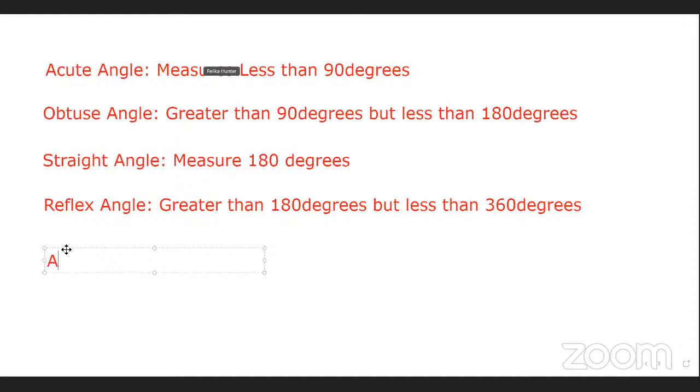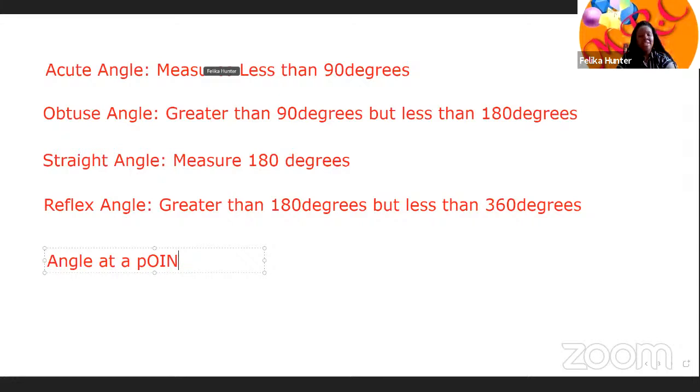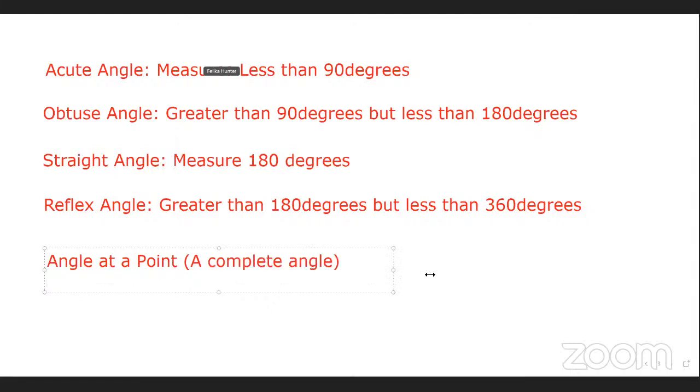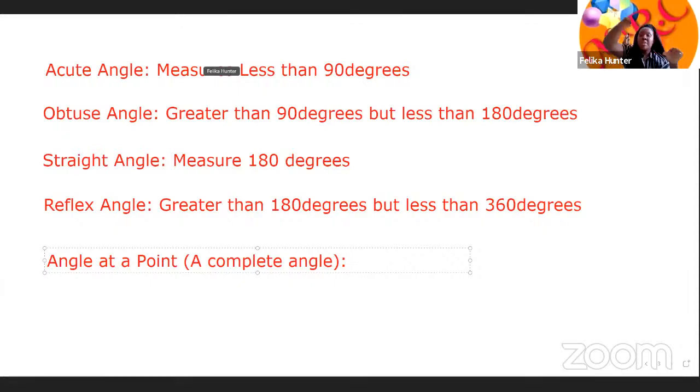We call it angle at a point. You will generally hear your teacher mention it as angle at a point. I'll put in brackets what you just said, a complete angle. And what does that full angle measure? 360 degrees. In CSEC, in Jamaica, in schools, we refer to it as angle at a point. An angle at a point adds up to 360 degrees.